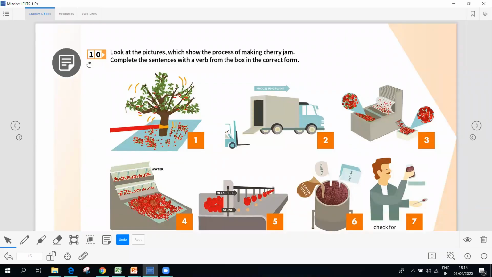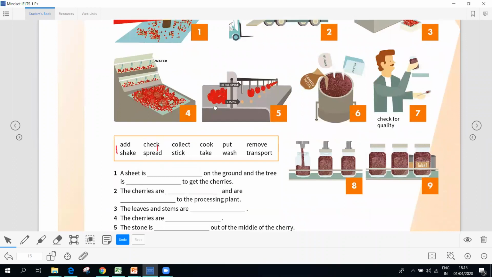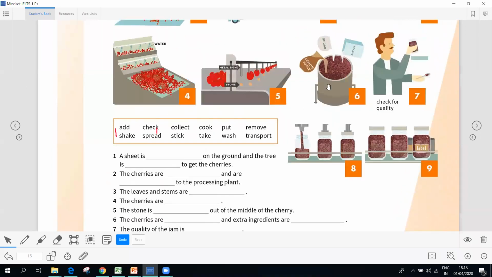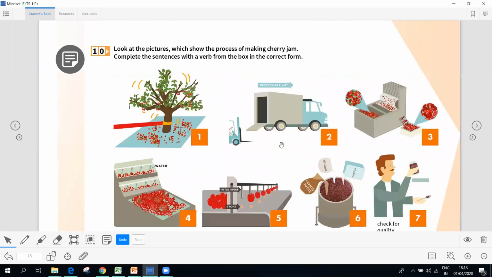So here's our task, task 10. Read the instruction and look at the pictures. So what are you going to do in this task? You're going to complete the sentences given below with verbs from the box. Okay, so let's go back to the task again.